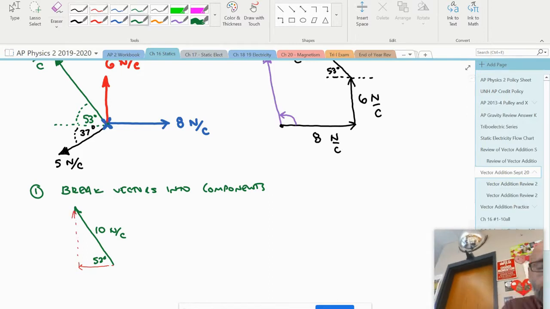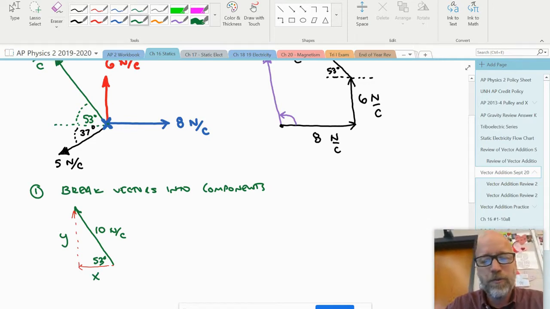Now, we've got our calculators out. In order to find the x component, okay, our x component and our y component, see, this is tricky. What are you going to label those? I'm just going to label those x.